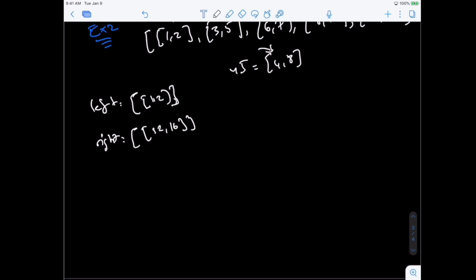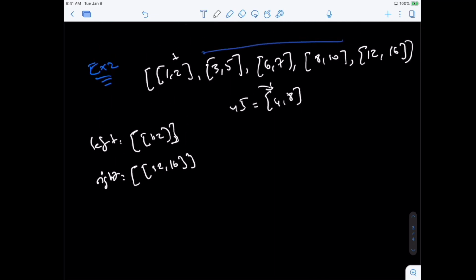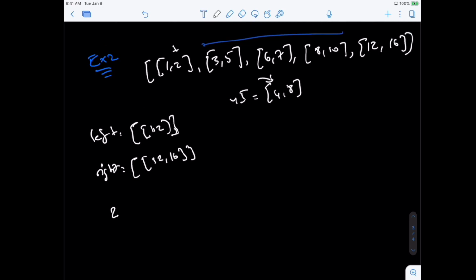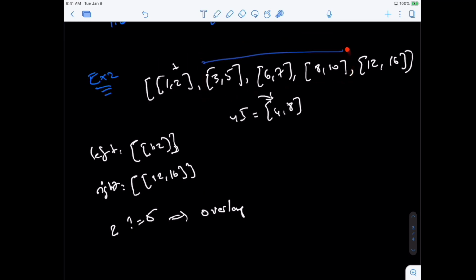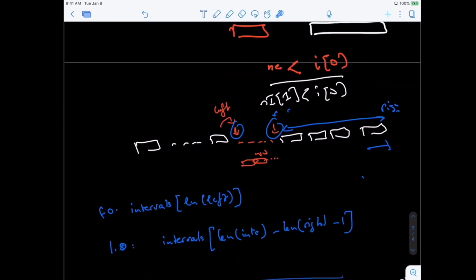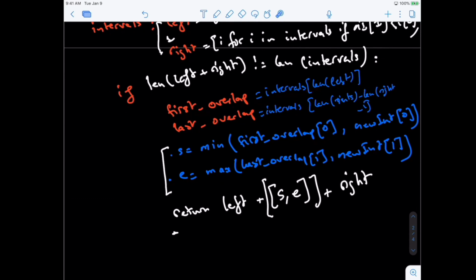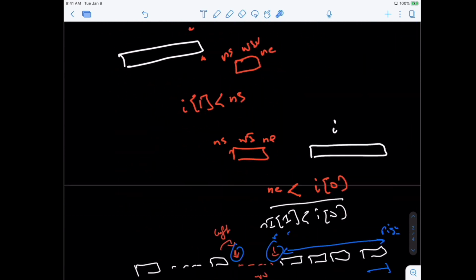We want to check if there is an overlap. Well, the length of left plus right is 2, but the length of the intervals is 1, 2, 3, 4, 5. So 2 is different than 5, which tells us there is an overlap. And that's exactly what we see here, because these were not added to the left and right, which means there is an overlap. Okay, so now we need to find our first overlap and our last overlap, and then take the merged interval and return it.